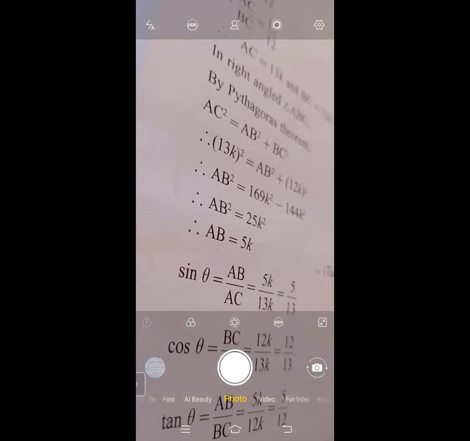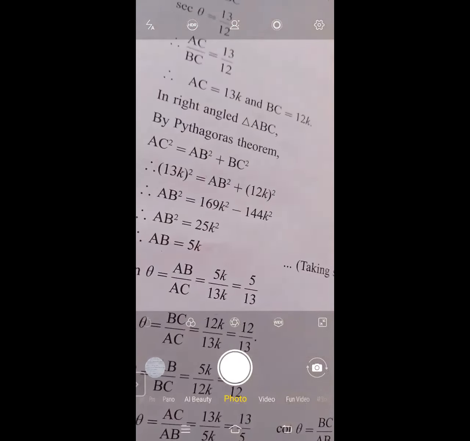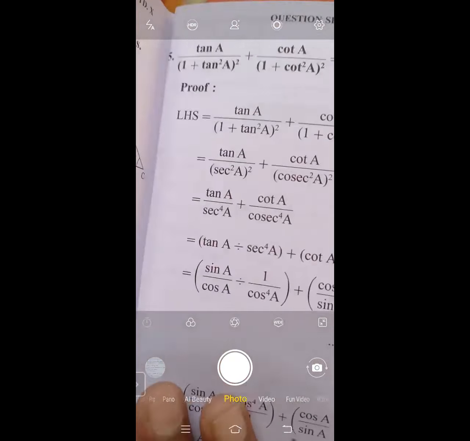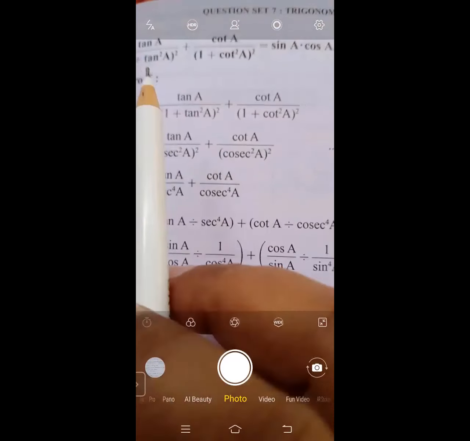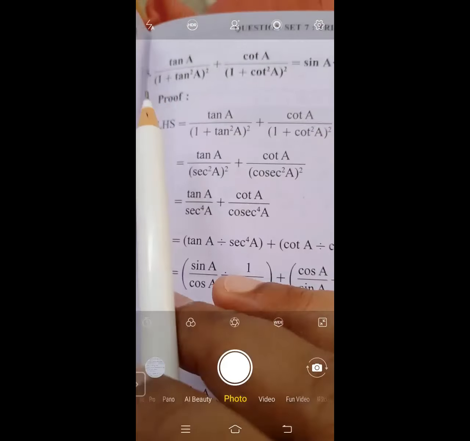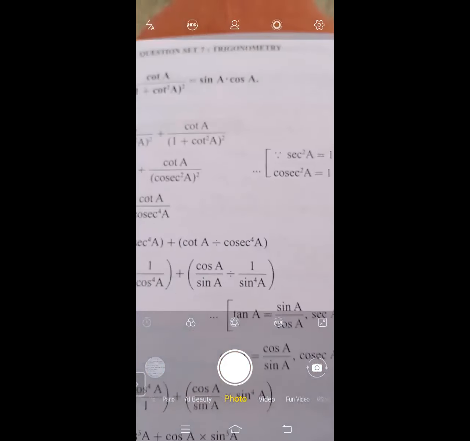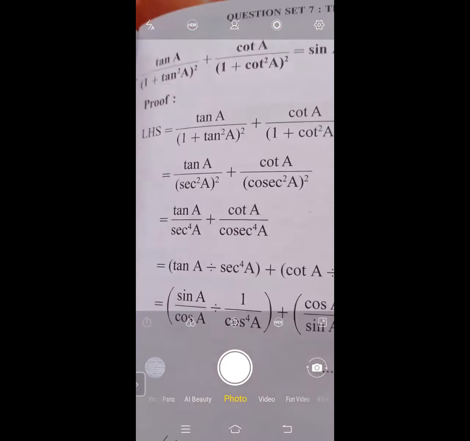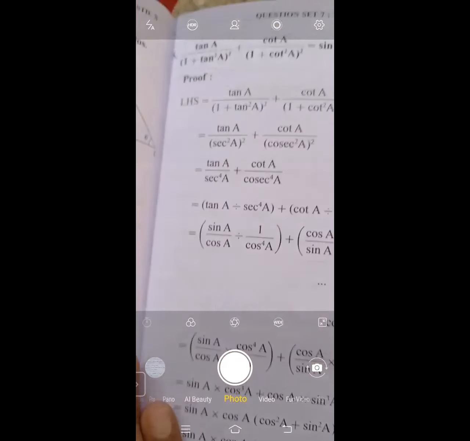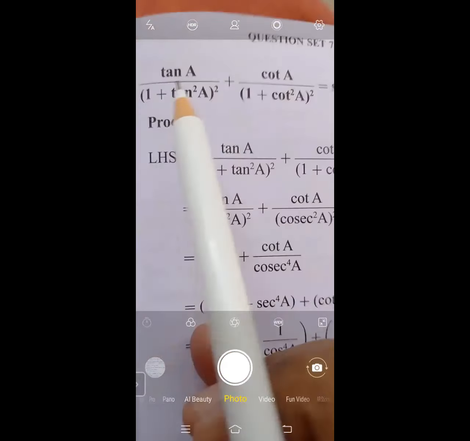So we will just recall. We will just solve this sum. This is also an easy sum. Here we have to prove that LHS is equal to RHS. It looks like a bit of a complex problem, but it is very easy when we solve it.